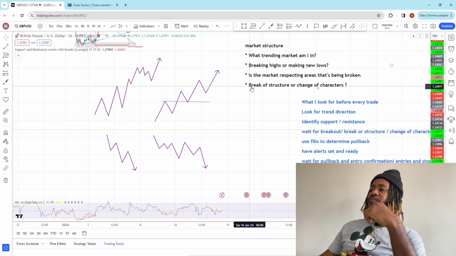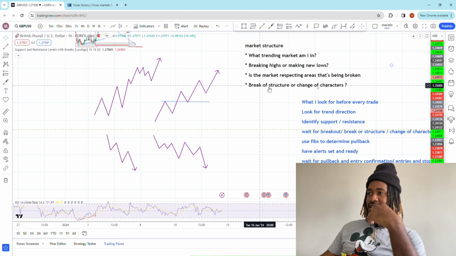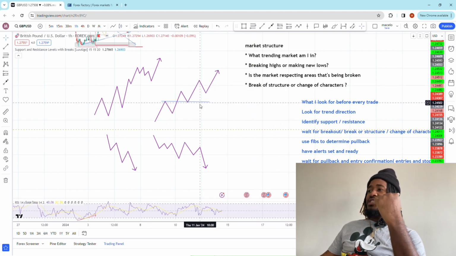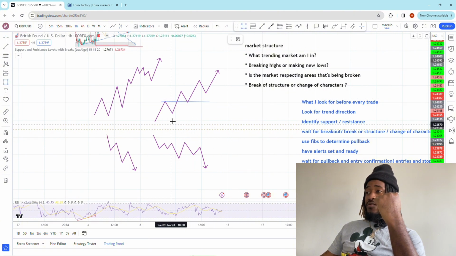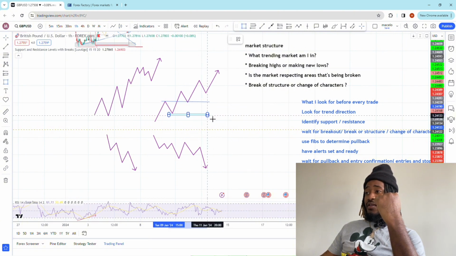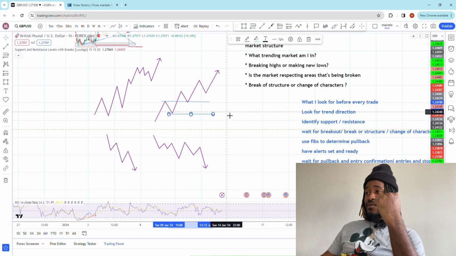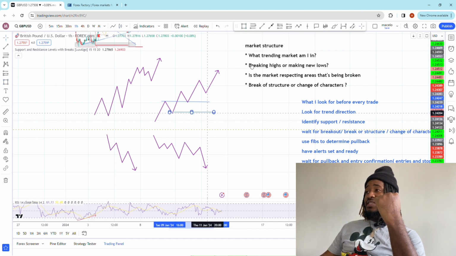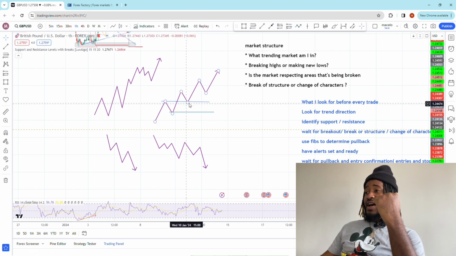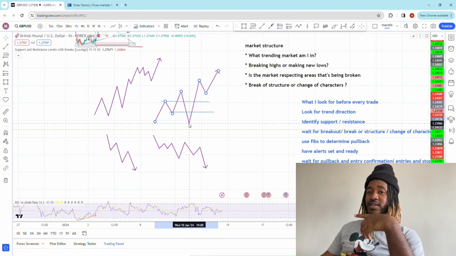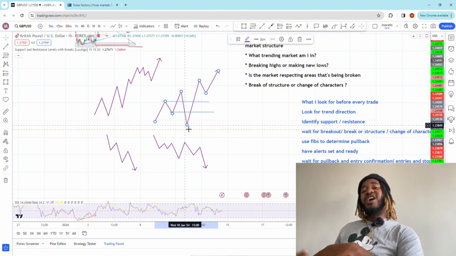Now, last thing would be break of structure that's like this, or do I have a change of character? So a change of character would be, this is my last low right here. Let's say this is my last low. I need to see price break this last low here, close below it, not just wick, because wick means that the price tried to get that low but didn't.